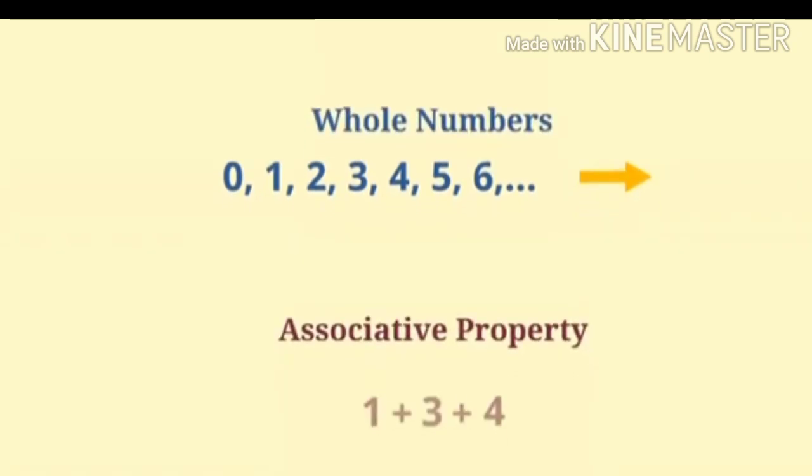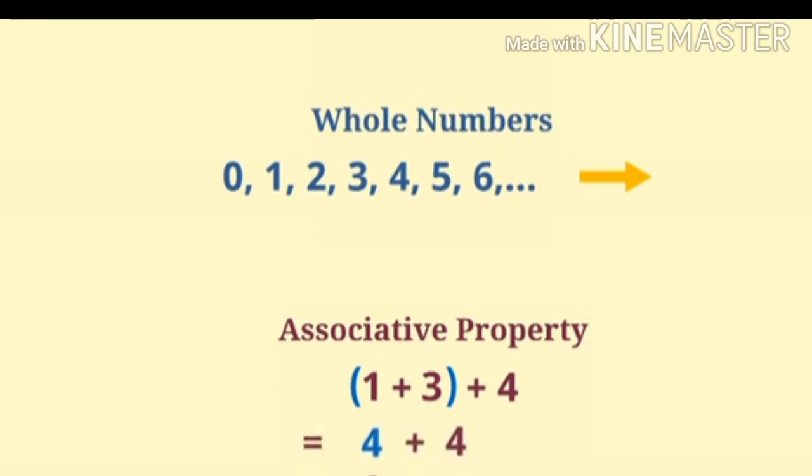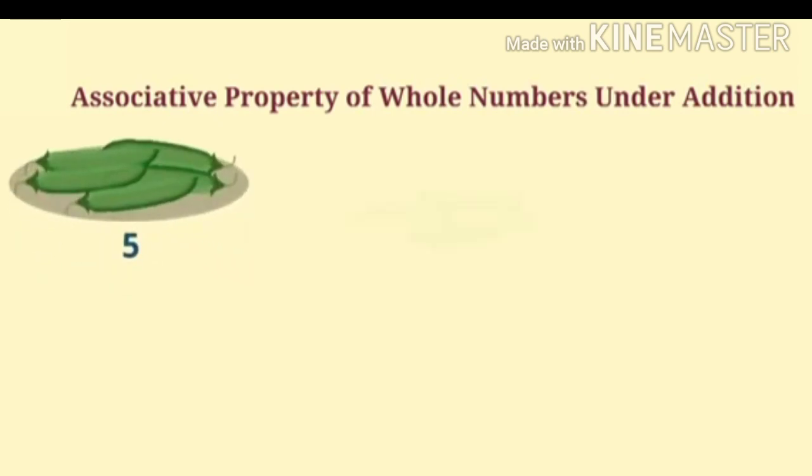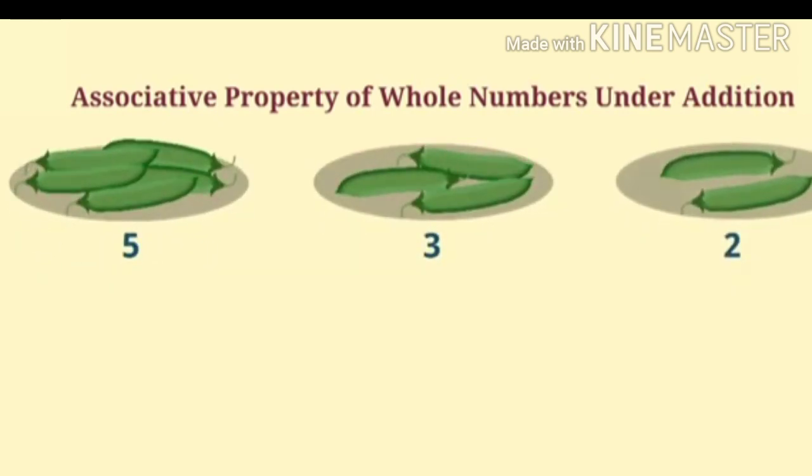We have read that numbers from 0 to infinity are called whole numbers. Associative property helps us to solve the mathematical operations by grouping the numbers. Let's understand it in detail. Let's talk about the associative property of whole numbers under addition. Let us suppose there are 5 beans, 3 beans, and 2 beans.